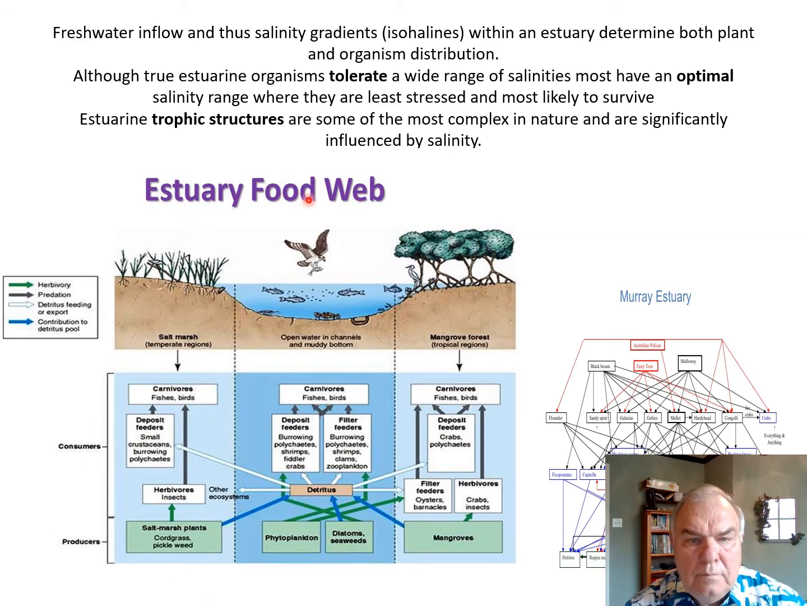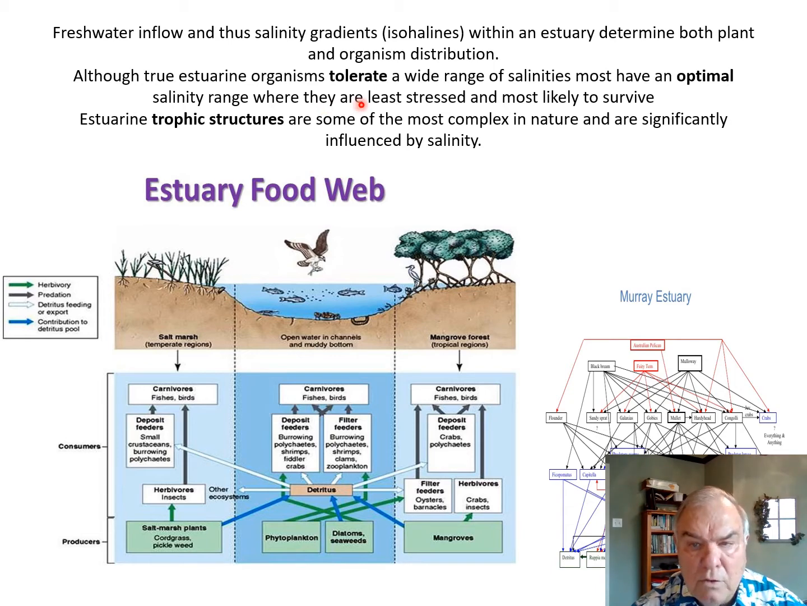Okay, this is somewhat of a complex slide, but it's got some really good information on it that we're going to try to go through without spending too much time. Again, freshwater inflow and salinity gradients that are created in our estuaries determine pretty much both the plant and organism distribution within the estuary. Again, as we just saw, there are true estuarine organisms which can tolerate a wide range of salinities, but again, most of them, plant or animal, do have an optimal salinity range where they are least stressed osmotically and most likely to survive within that estuary.